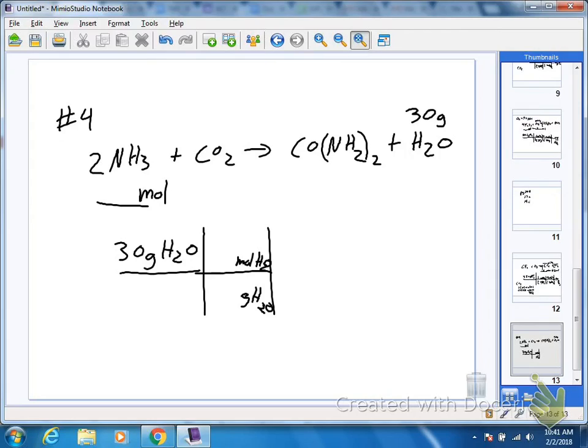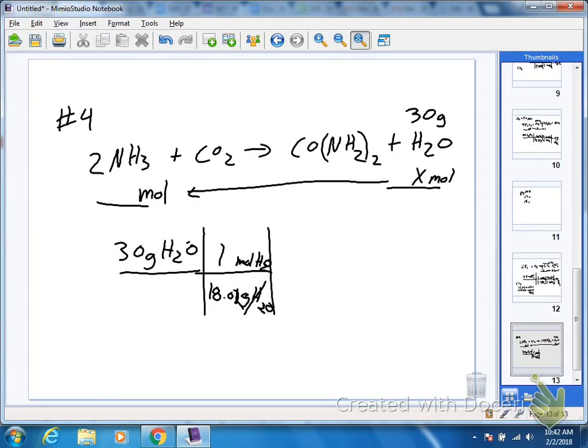So I'm not going to figure this out for you because I think you know 2 hydrogens is 2 grams and 1 oxygen is 16 grams. That'd be 18 grams, 18.02 until 1 mole. So now I'm right here, and I need to go over to there. So I just do a mole relationship. That's all I do. So it's a 1 to 2 ratio.